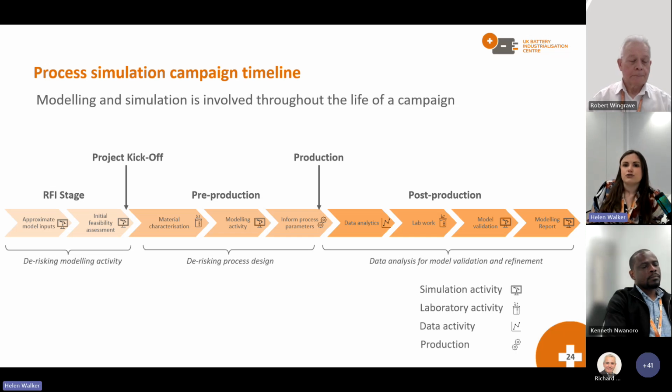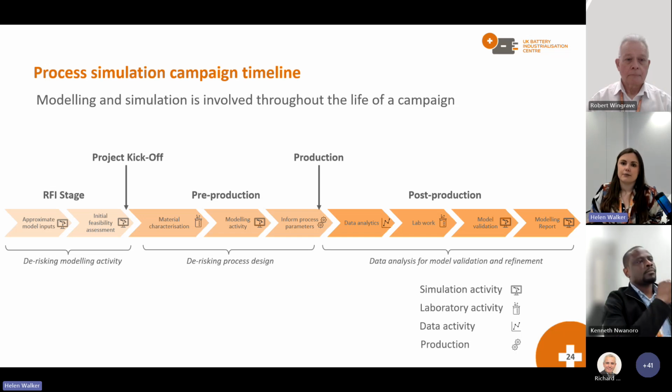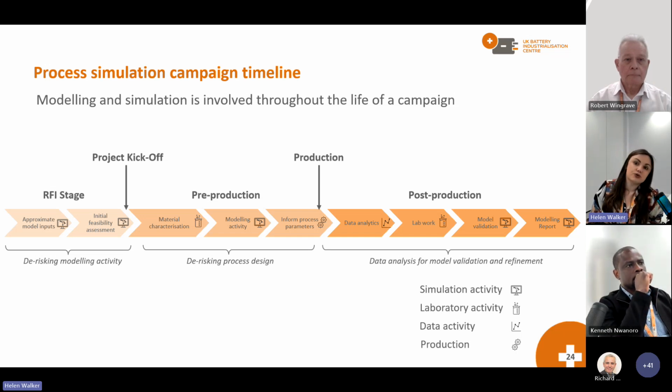So process simulation is used throughout the lifetime of a campaign, and we like to get involved before a project kicks off. If there is a piece of modelling activity that's a bit unusual or a bit different to what we used to, we like to do an initial feasibility assessment before we commit to that. The moment a project kicks off, we start all that really good material characterization work to get really accurate inputs into our models. And then the simulation engineers work really closely with the process engineers to inform the process parameters prior to production.